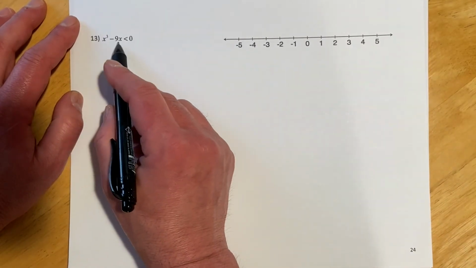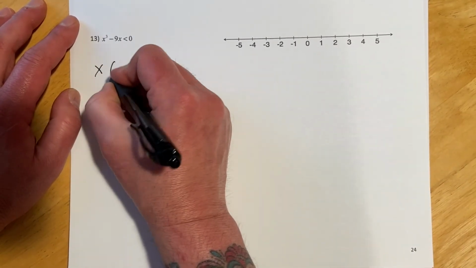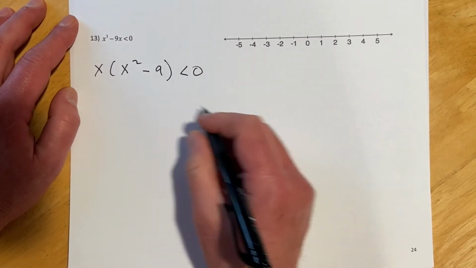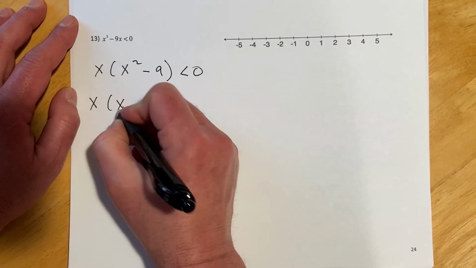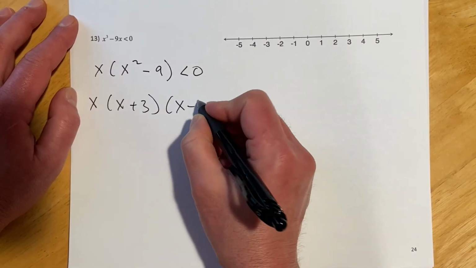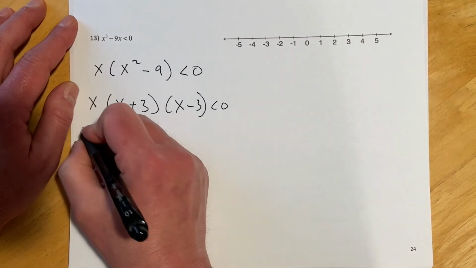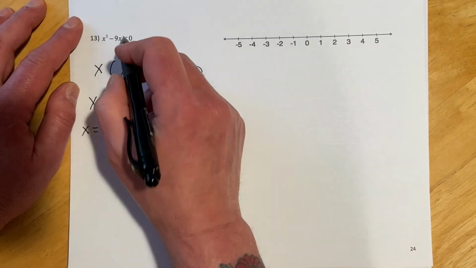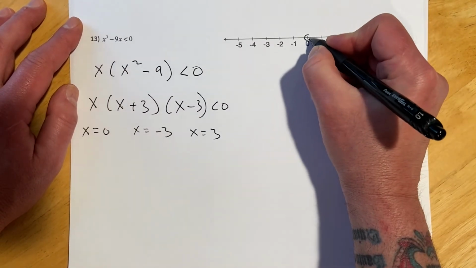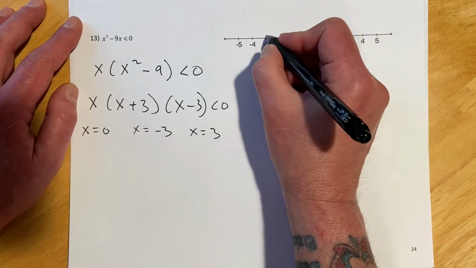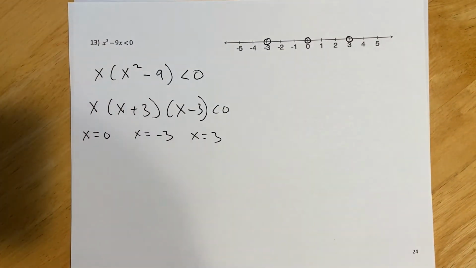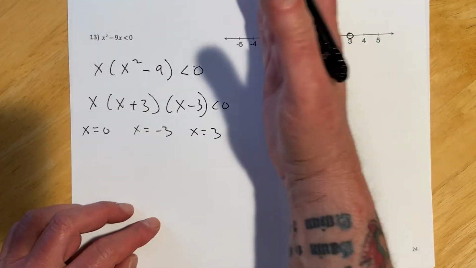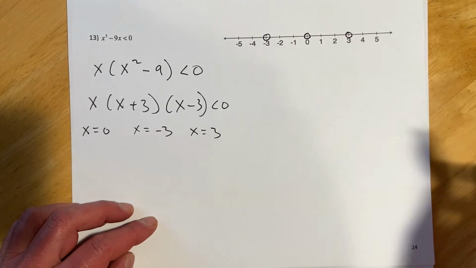This one, same thing, but we have to do a little bit of factoring. So I'm going to take an x out of there, and that's going to be x times x squared minus 9 less than 0. And then factoring that, I get x plus 3 and x minus 3 less than 0. So I'm going to have zeros at 0, at -3, and at 3. And this time I don't have an equal, so I want to be careful to use open dots and then parentheses on my answer, because I'm not going to want to include those. And then since I have 3 zeros, if you chop something 3 times, you get 4 pieces.